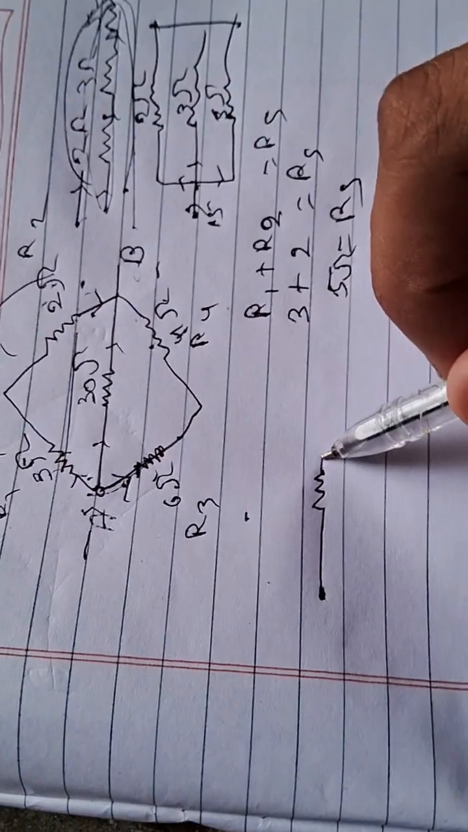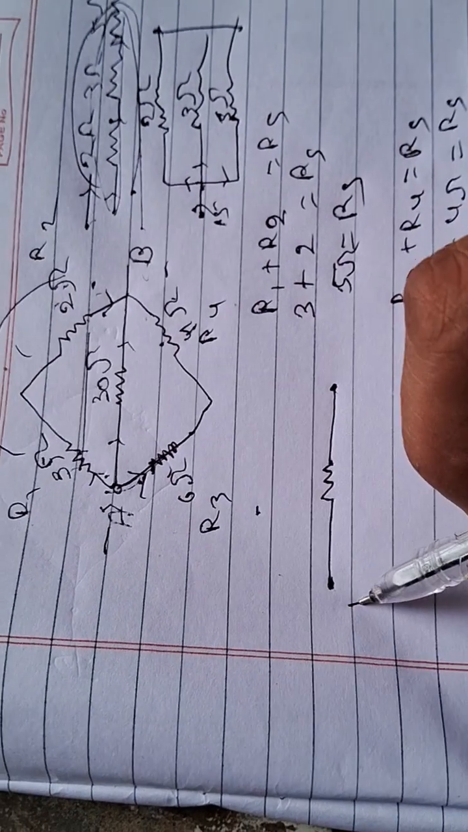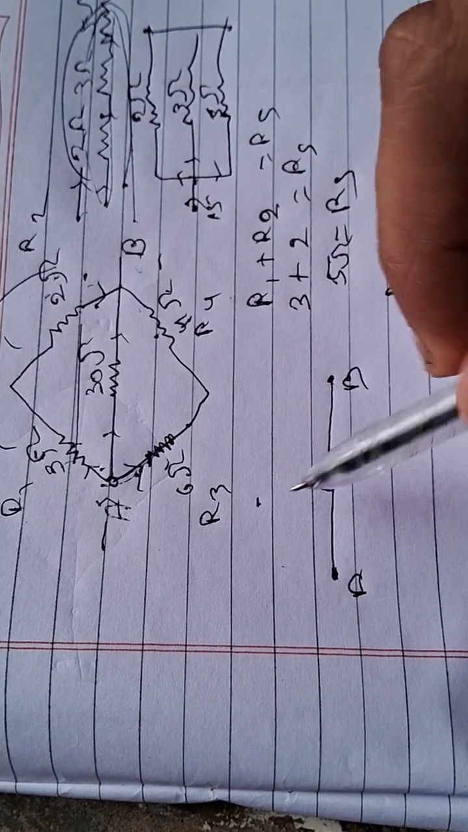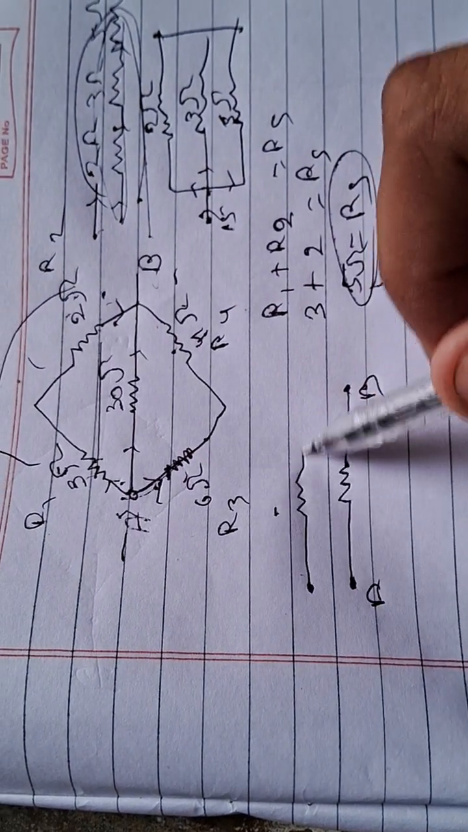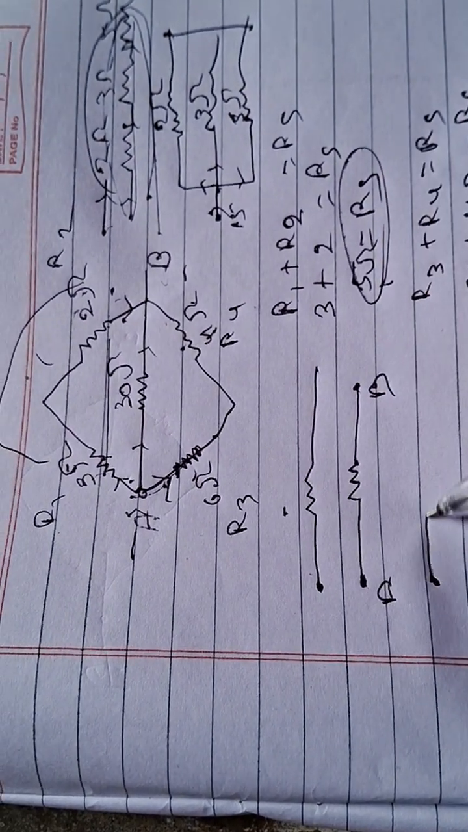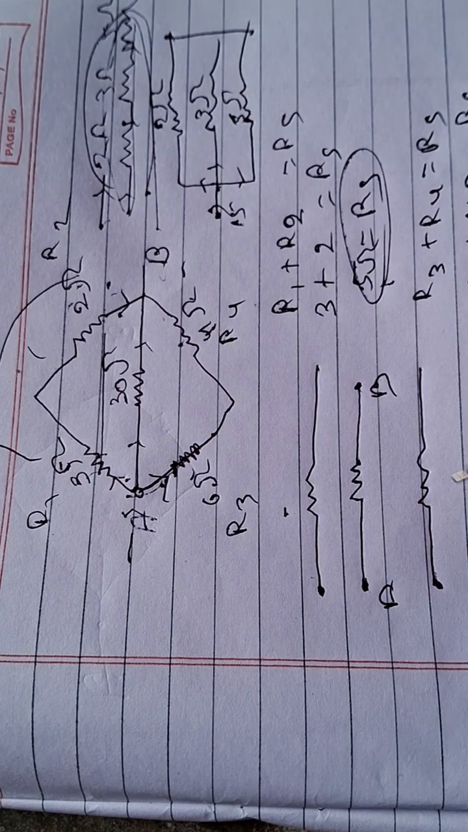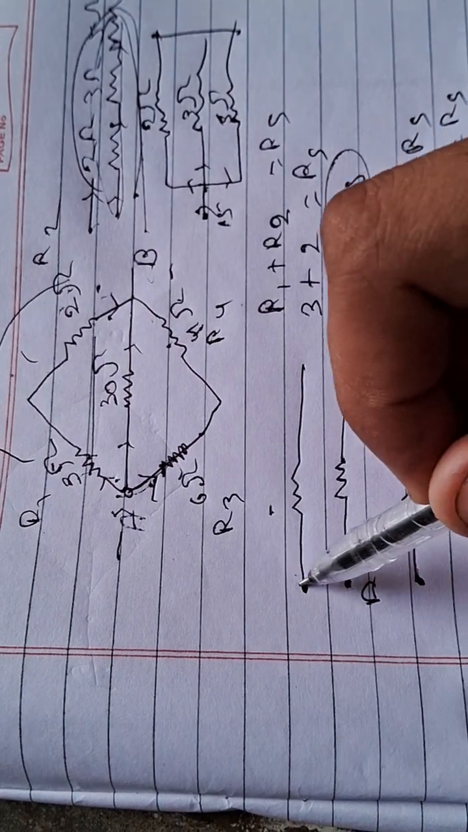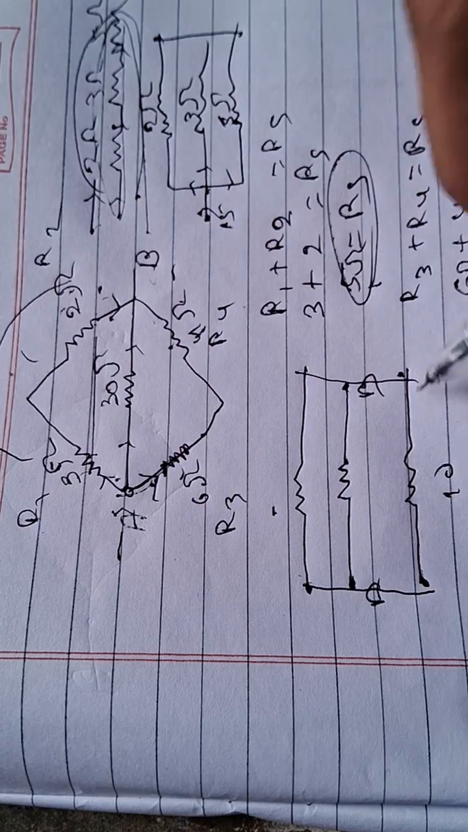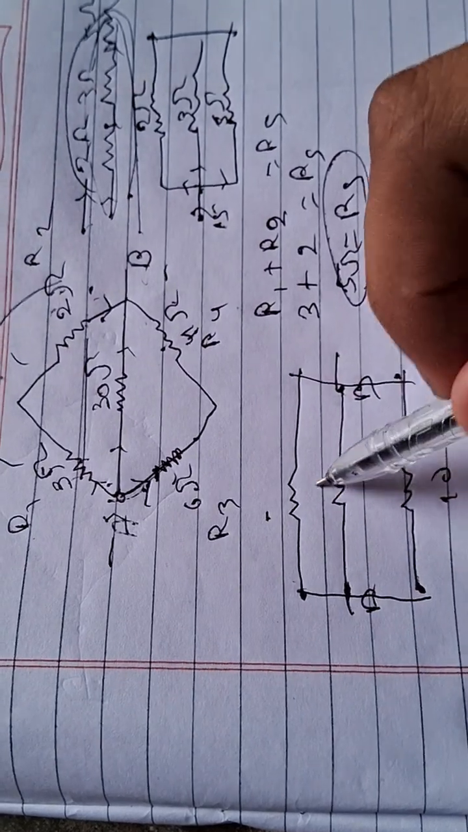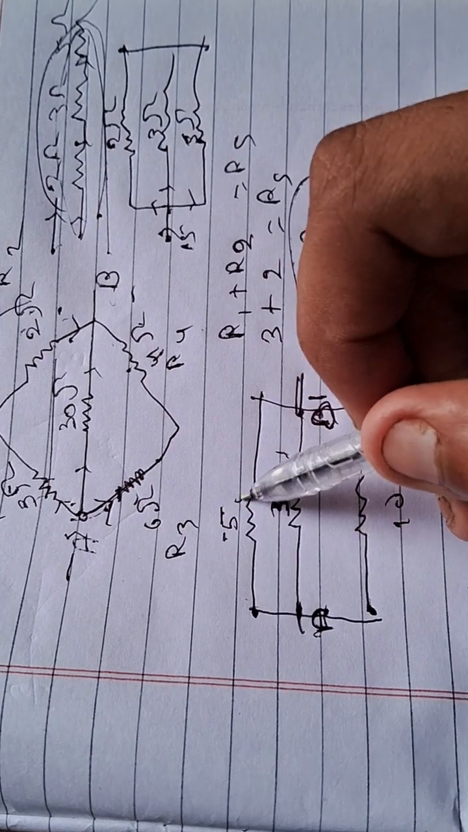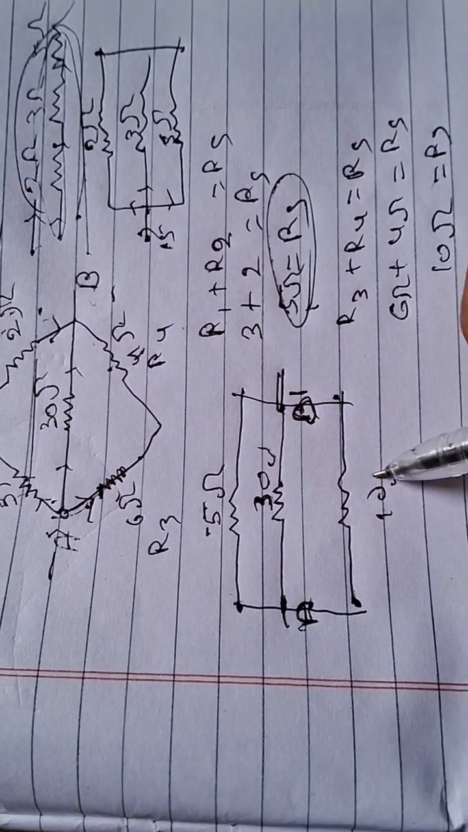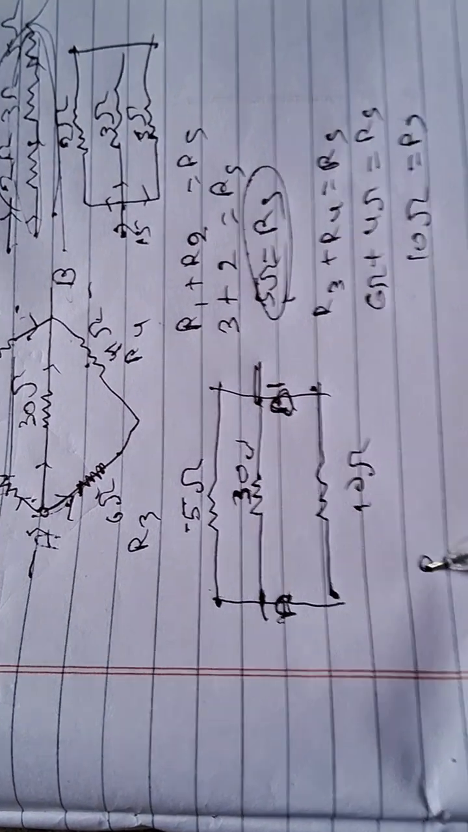So in the middle it was 30 ohm. Now we have how much? 5. And at the bottom we have how much? 10 ohm. So here 5 ohm, in the middle 30 ohm, and here 10 ohm. Okay, so now R in parallel.